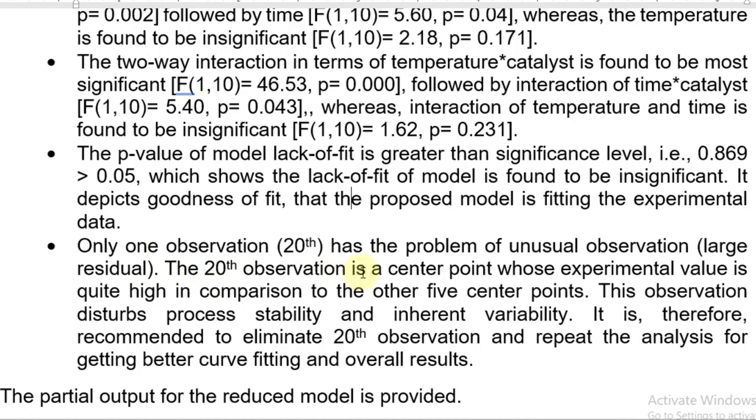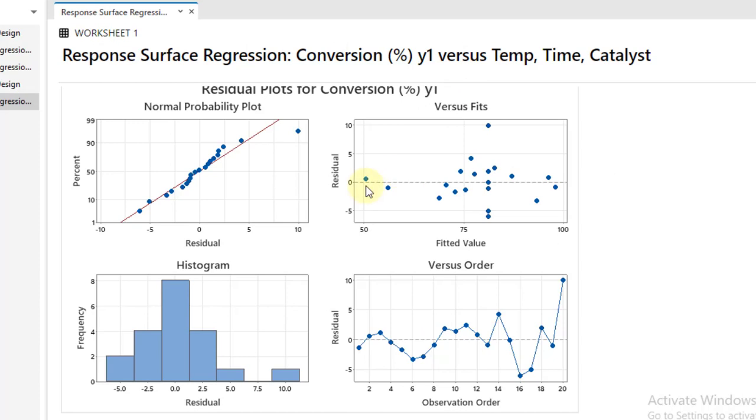The 20th observation is the center point whose experimental value is quite high in comparison to the other 5 center points. Therefore, this observation disturbs the process stability and inherent variability. It is therefore recommended to eliminate or delete the 20th observation and repeat the analysis for getting better curve fitting and overall results.